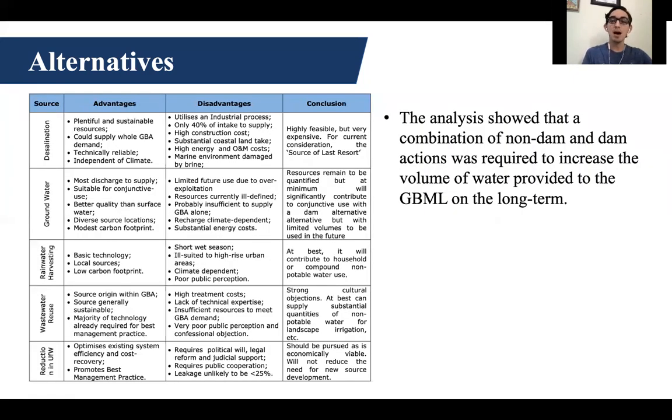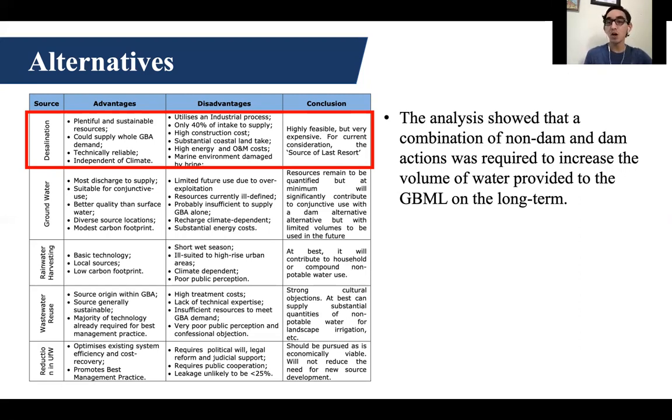In the no dam alternatives, desalinization was the alternative with the best conditions. However, the Secretary of Water and Energy put this one on hold because of the high amount of energy needed to make the desalinization process happen. According to the alternatives, the analysis showed that a combination of non-dam and dam action was required to increase the volume of water provided by the project in the long term.